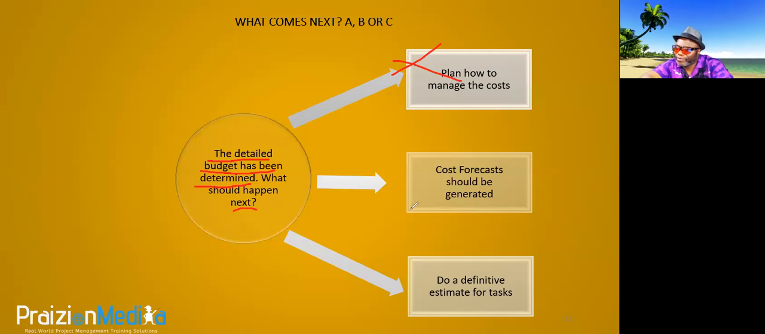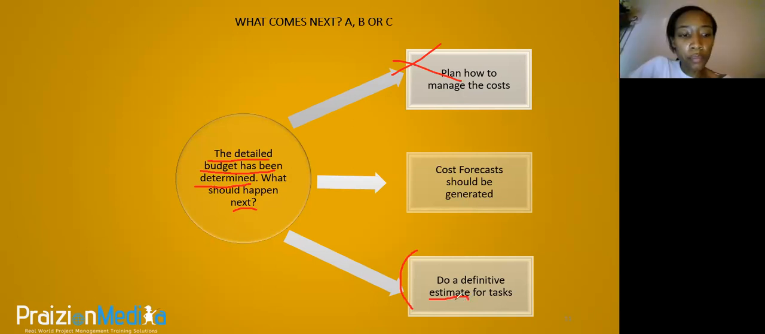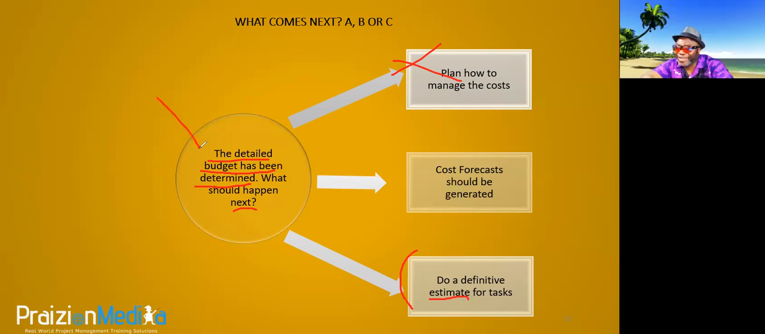So we're left with 2 options. Let's take a look at option C. Do a definitive estimate. What comes first, an estimate or a budget? Estimate. An estimate. So if it's saying we've done the detailed budget, which process is it saying that we have done? Does anyone know? Determine budget.